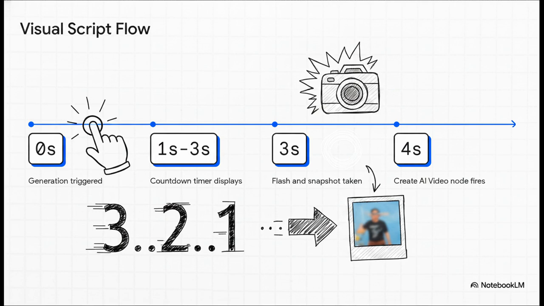Once that countdown hits 0, 2 things fire off at the exact same time: a white screen flash animation and a camera snapshot. Right after that, there's a very precise 1-second delay before the Create AI video node actually kicks in and works its magic.